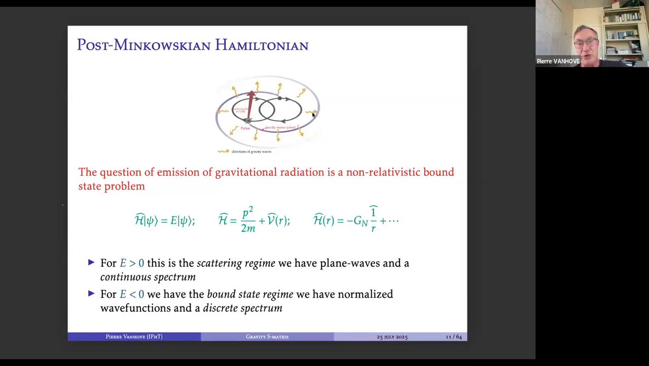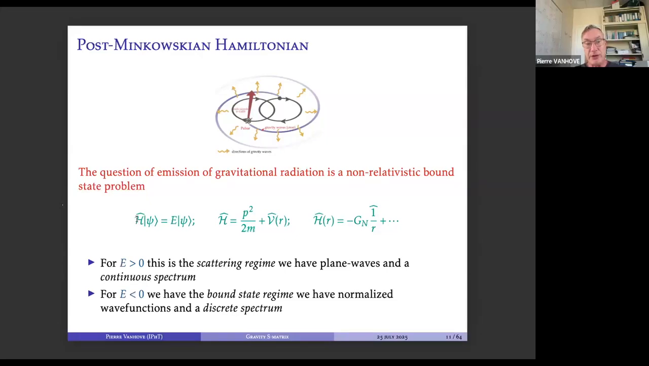So here, what we are really interested in is a bound state problem, where you have two objects that have some special type of orbit, and at some point they will merge. But this is a dissipative system that emits gravitational radiation. And because they radiate, the two objects come closer together, and then at the end they merge.